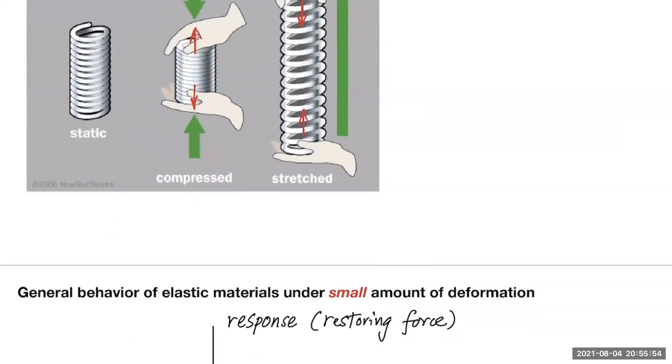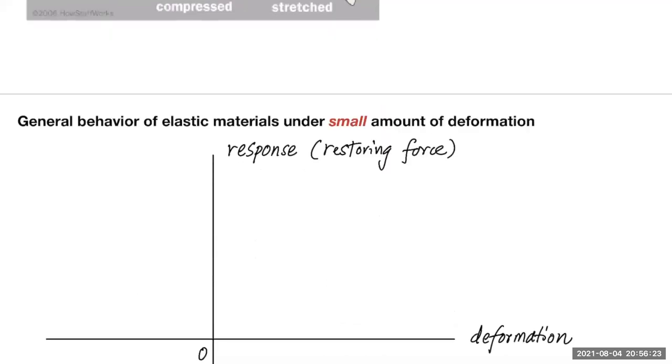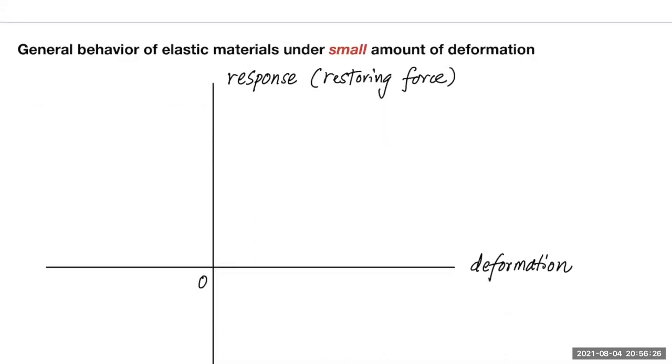All right, how does the restoring force behave? How does that depend on the amount of deformation? Well, there are just countless types of objects with elasticity, but it turns out that if you look at a small amount of deformation, so you do not deform the thing a whole lot, just give it a tiny amount of deformation, then they all have something in common as far as the behavior of restoring force. To understand that, let's imagine we draw a plot of the amount of deformation and the corresponding response. That is the restoring force.